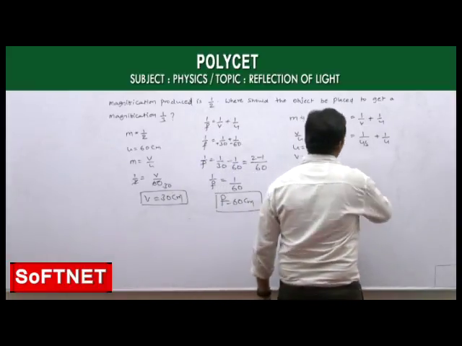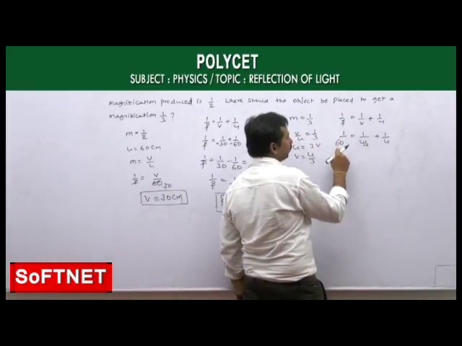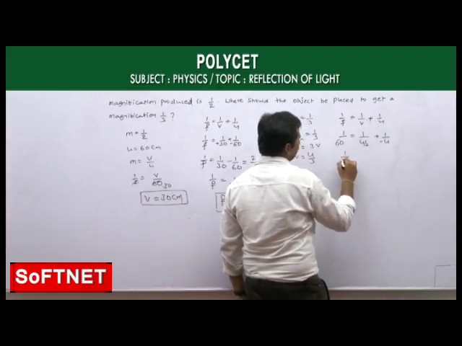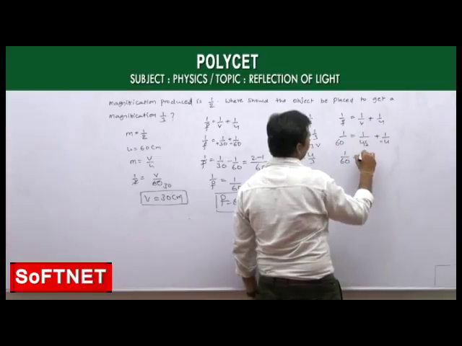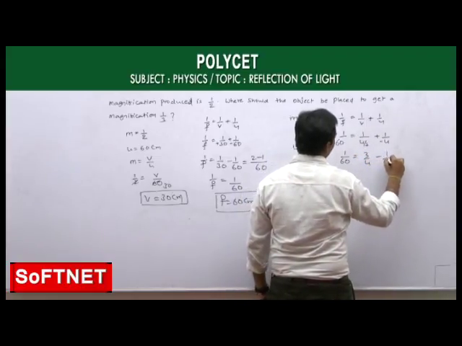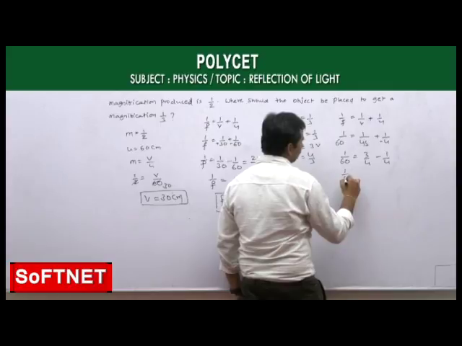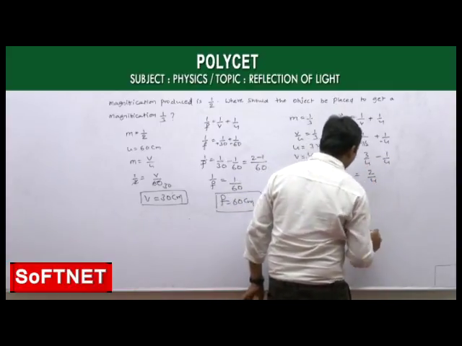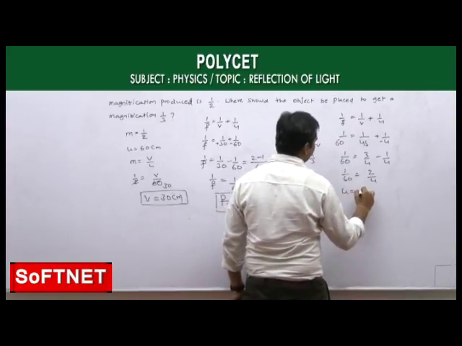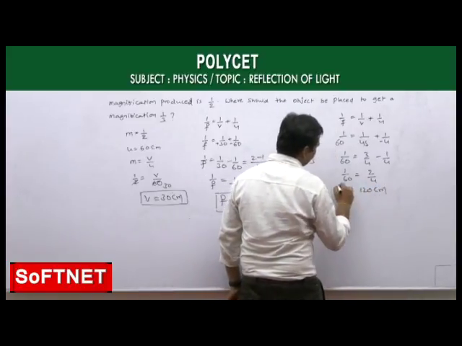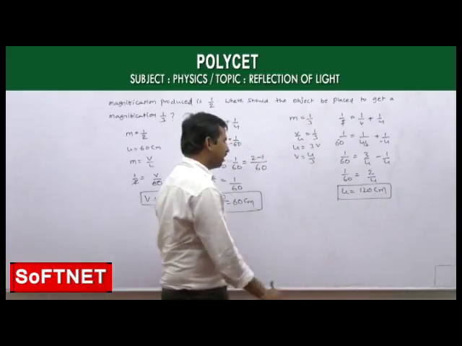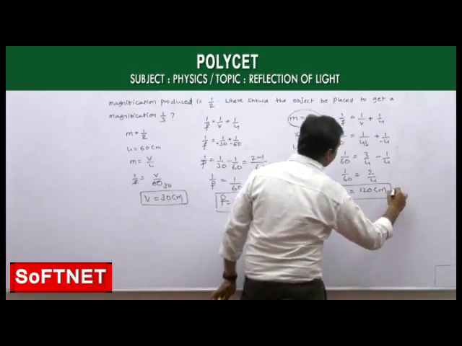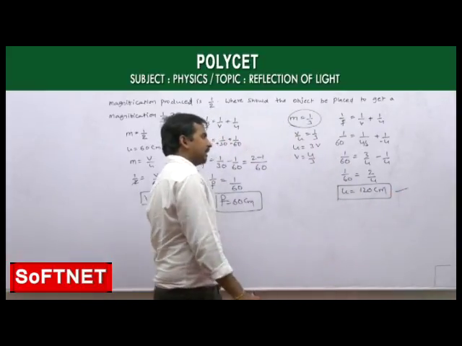If you apply the sign convention here, f, the focal length, is positive, but the object distance is negative. Then 1 by 60 is equal to, bring this 3 to the numerator, 3 by u minus 1 by u, which becomes 2 by u. If you cross multiply, then u is equal to 120 centimeters. Means if you want to get a more diminished image, m equal to 1 by 3, then we have to place the object at 120 centimeters.